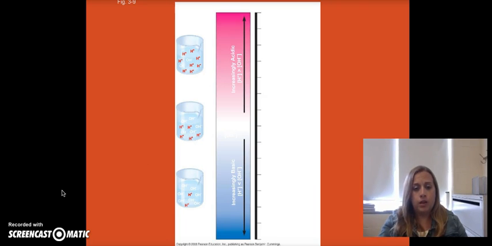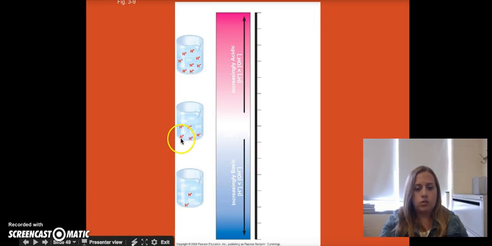Again, this is just showing you essentially the same idea, where you've got neutral pH, and so you have equal amounts of hydrogen and hydroxide ions. I know it's kind of hard to see. But as you go lower on the pH scale, this is the acidic side, you have more of the hydrogen ions, fewer of the hydroxide ions, and then vice versa down here as you get basic.